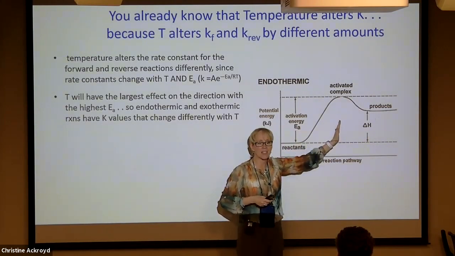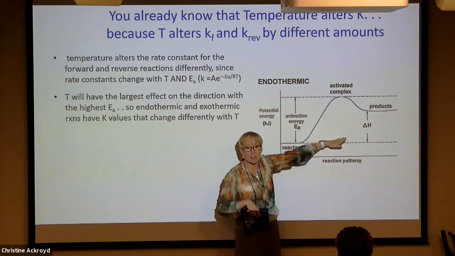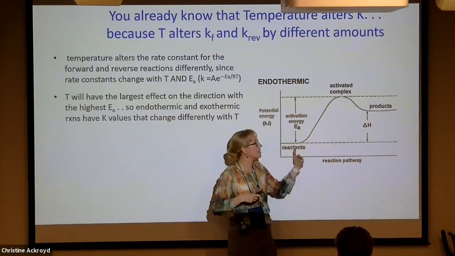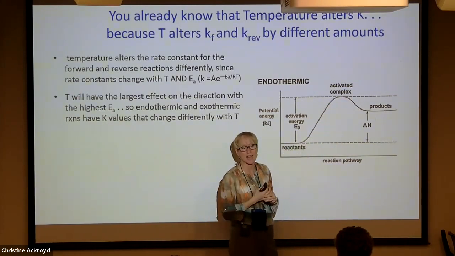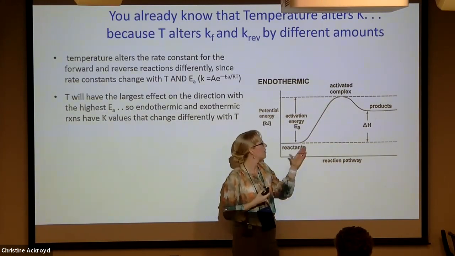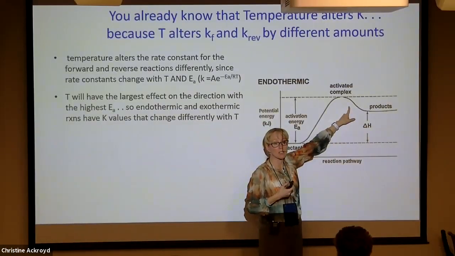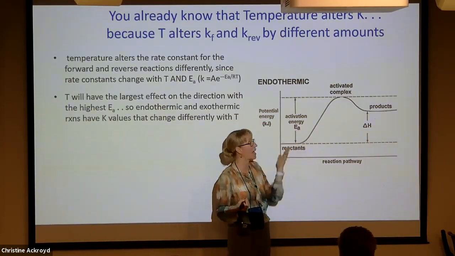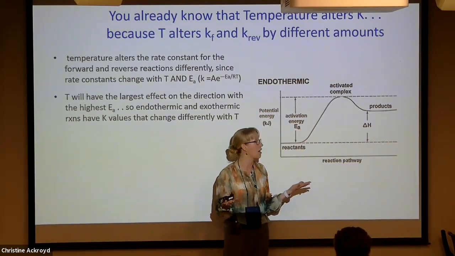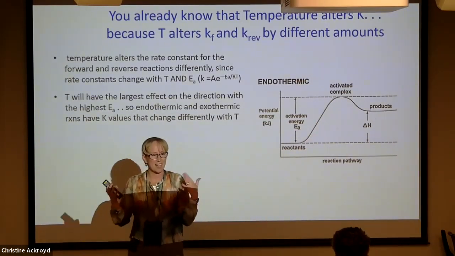it's going to have the biggest effect on the direction with the highest energy of activation. So for this endothermic energy diagram, what's the hardest step? Like if we're going forwards or backwards, which one has the highest rate constant? Well, the highest rate constant is going to be backwards, but the forward one has the highest energy of activation. Right? So the hardest step to accomplish as far as the reaction is concerned, in terms of the race, is the forward step, right? So the forward step is kind of the barrier.